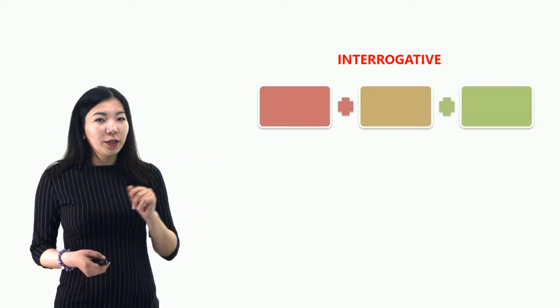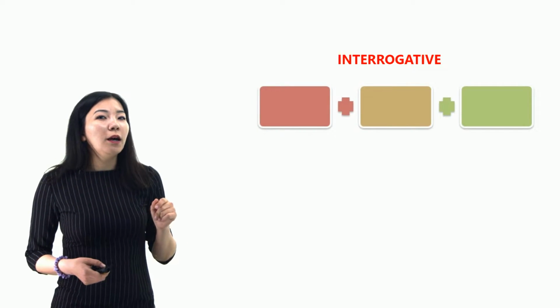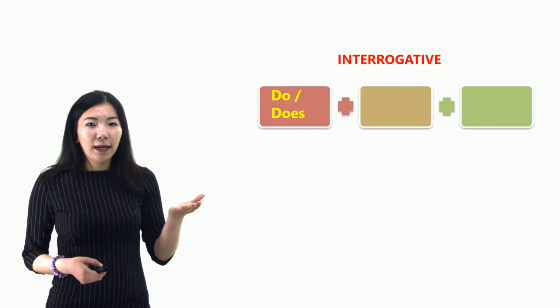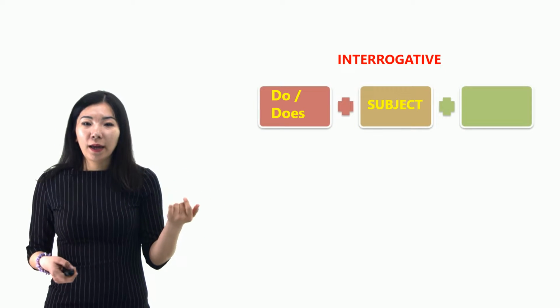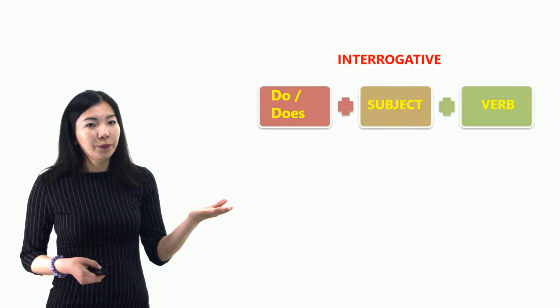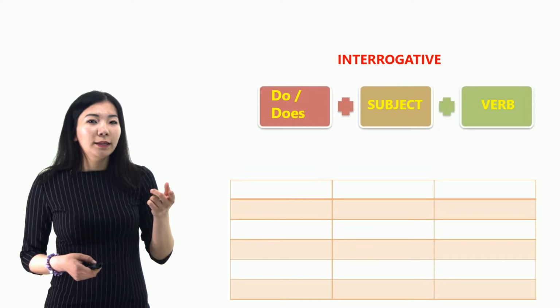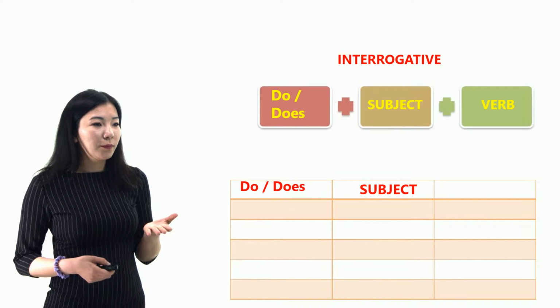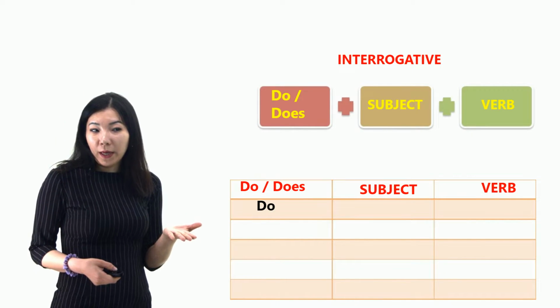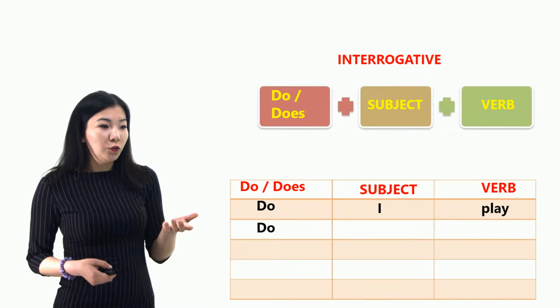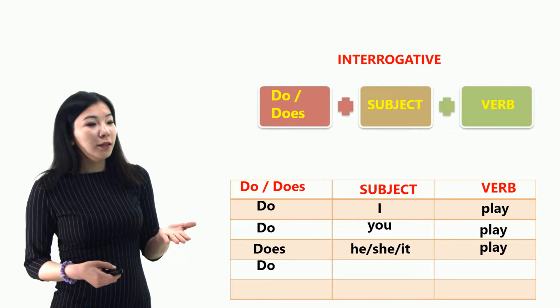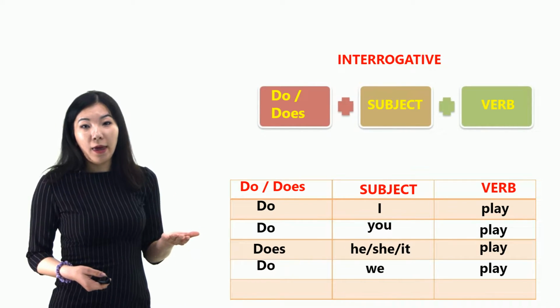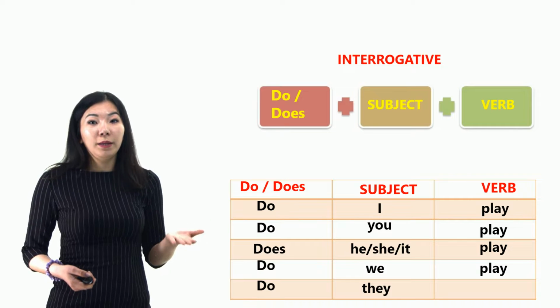And to form an interrogative sentence in present simple, we need to use the auxiliary verb do and does at the beginning of the sentence, followed by the subject and the main verb. Look at these examples. So, do I play? Yeah? Or do you play? Does he, she, it play? Do we play? And do they play?